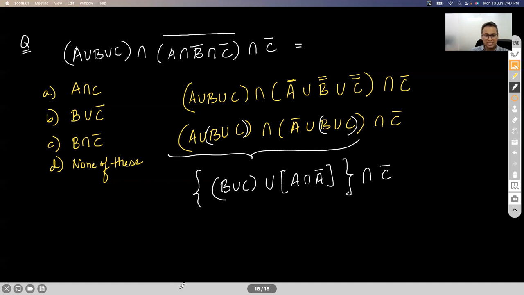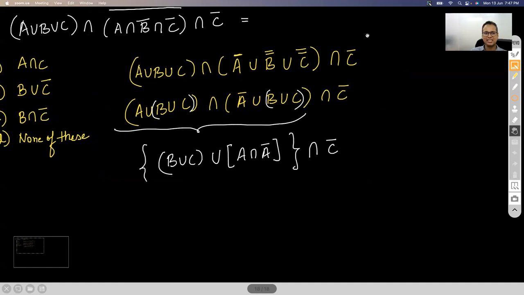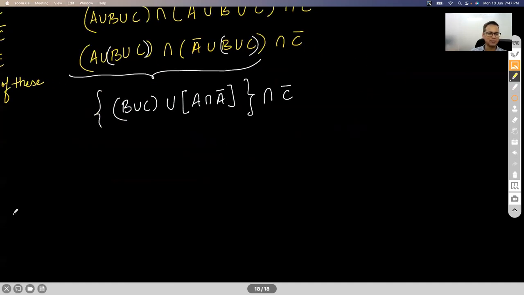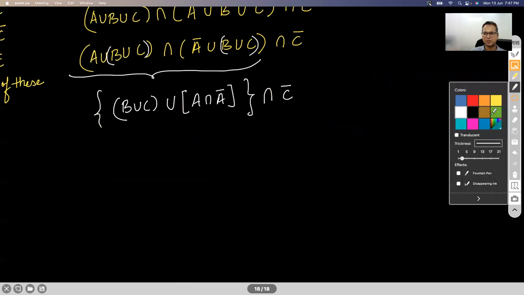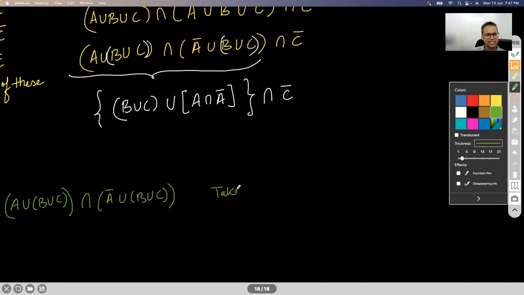Anybody who's confused about this, let me know. I can write it in a simpler way. Let's take this part separately. I'm writing it in maybe a green color. So when you're saying A union B union C, intersection A complement union B union C, take B union C as X.